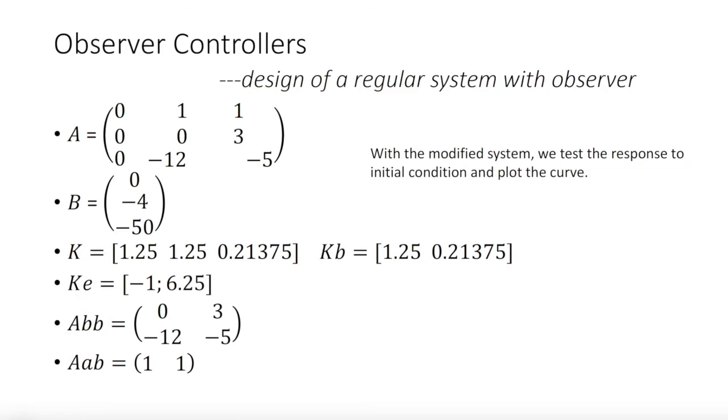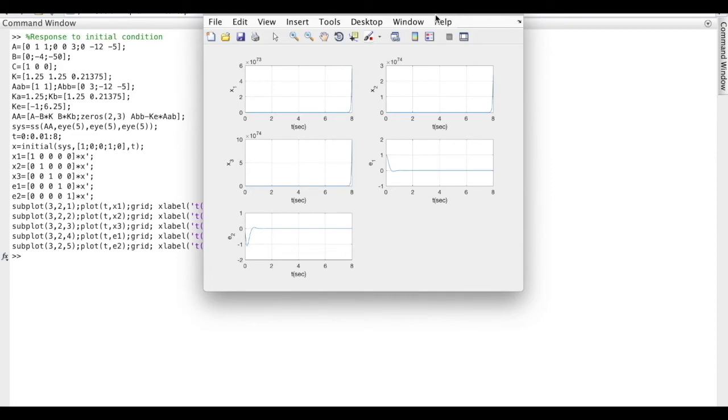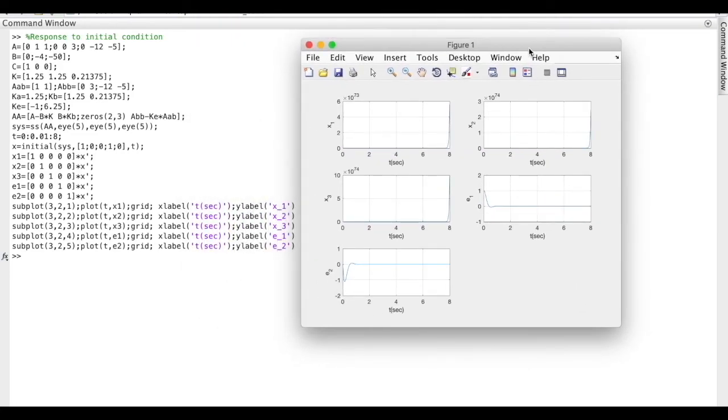Now we are going to test the response of the system using this K, KB, and KE, which were defined in the previous steps, to see what's going to happen for the states of the system. We can see that all the states of the system go to 0.